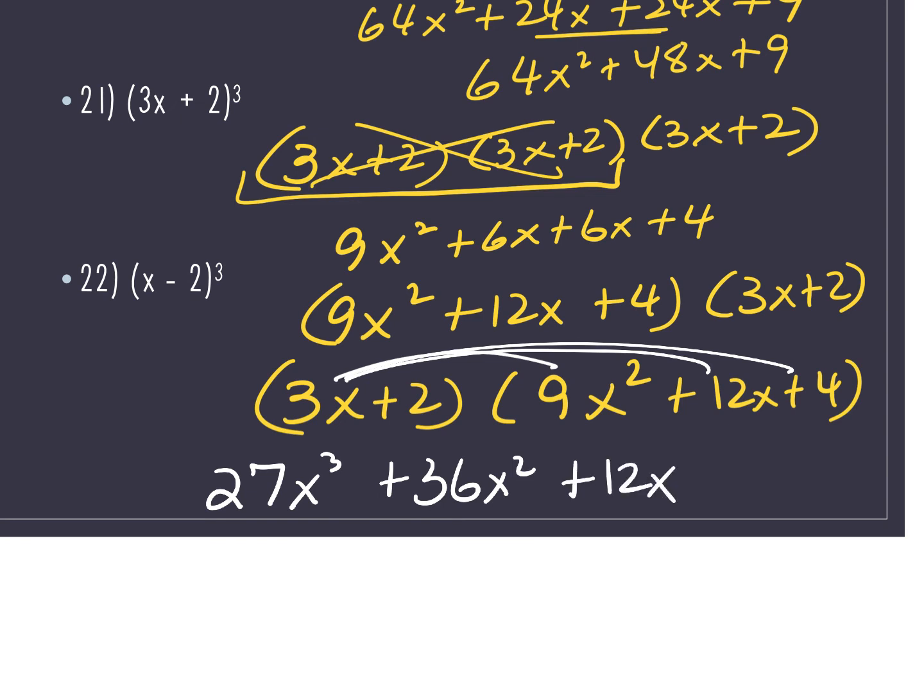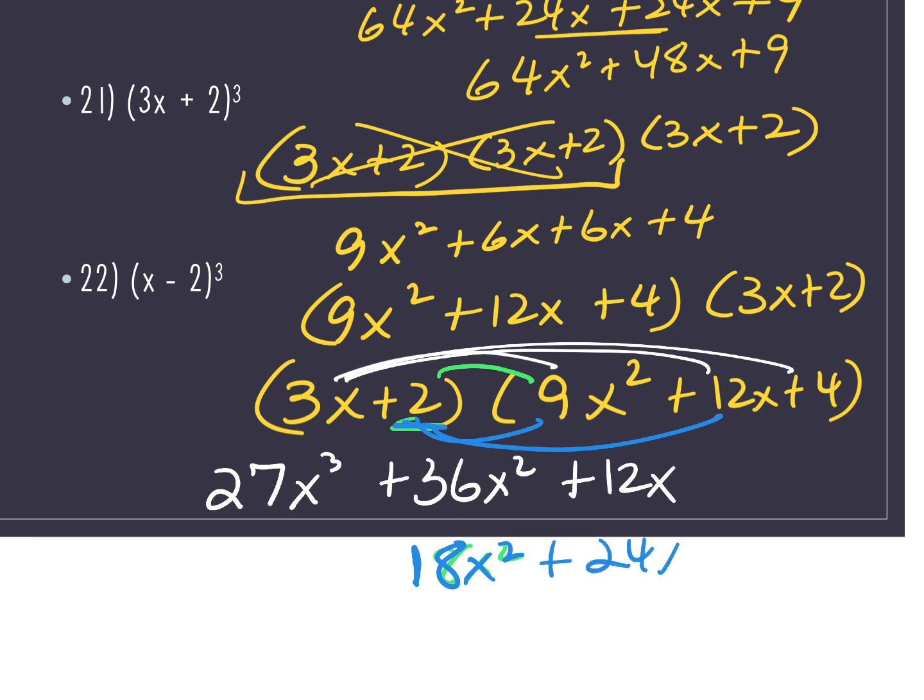And now, again, instead of doing it all on one line, I'm going to put it underneath. Distribute the 2 to the 9x squared. Gives me 18x squared. Let me do it in a darker color. That's not showing up very good. 18x squared. Then distribute the 2 to the 12x.